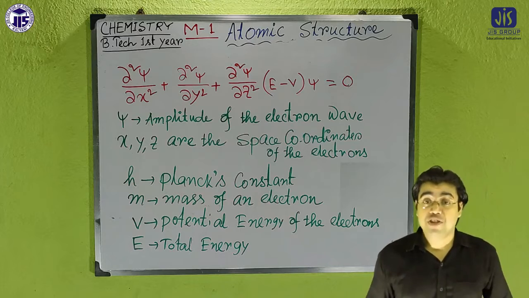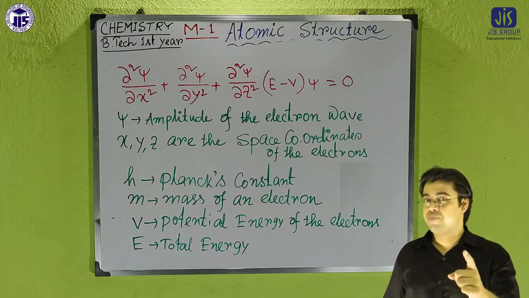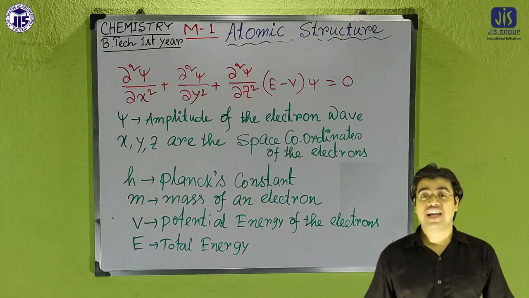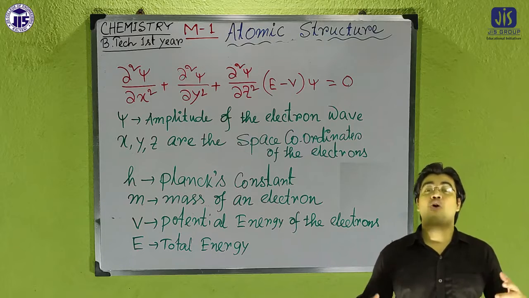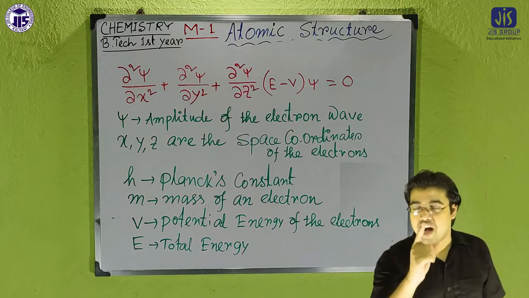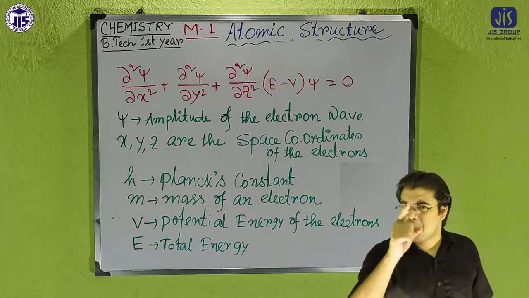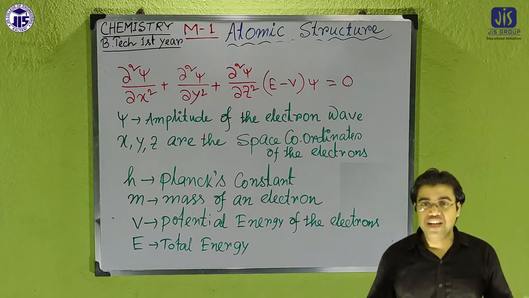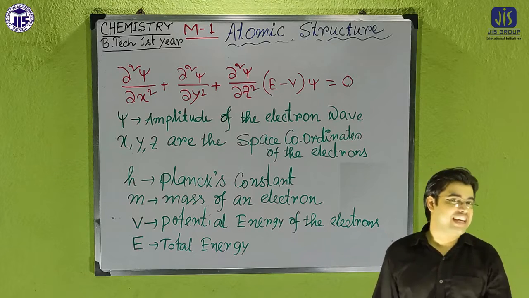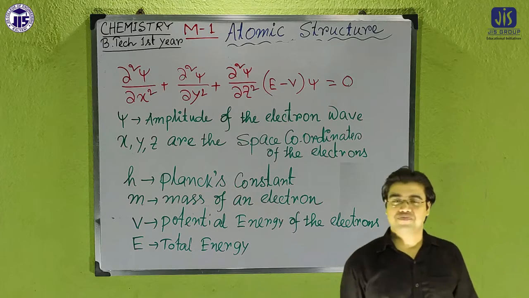Now what is the psi? Psi is the amplitude of the electron wave. What are x, y, z? X, y, z are the coordinates. M is the mass of the electron, and all of you know very well what h is. H is the Planck constant, V is the potential energy, and E is the total energy.